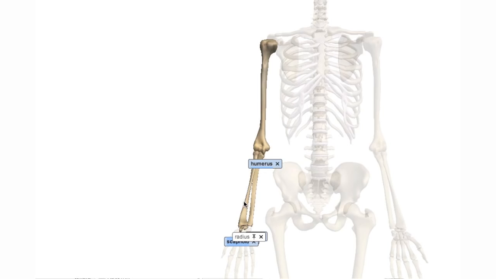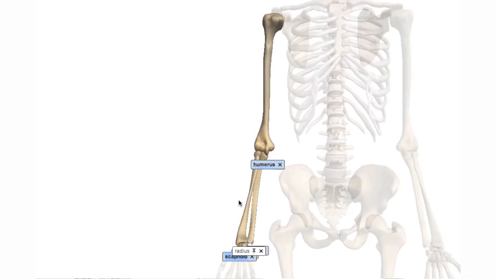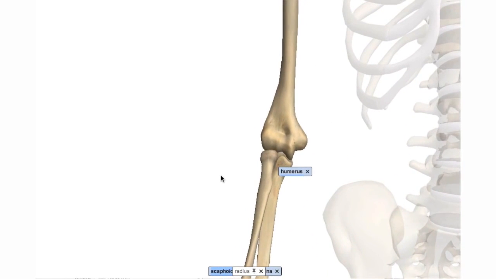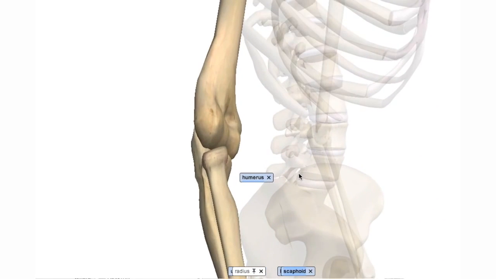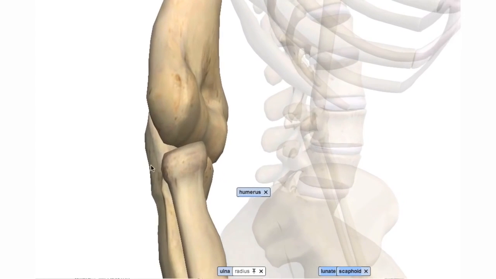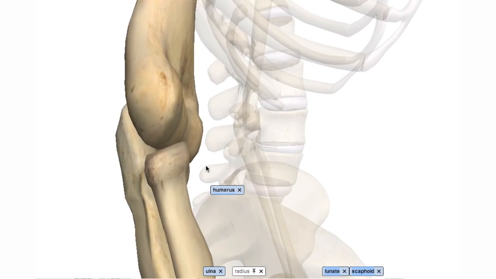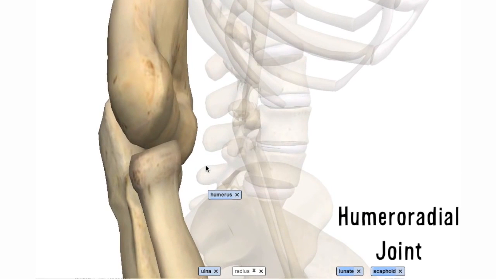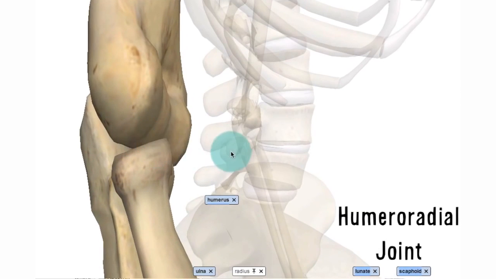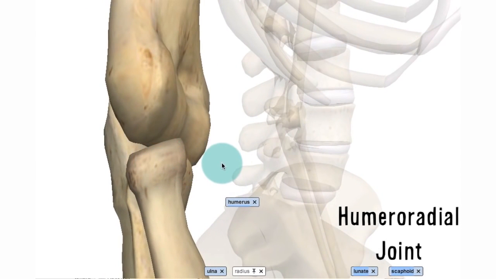Now it's time for us to finish this tutorial, and I'm going to do so by talking about the articulations that are happening between the ulna and the radius and other bones that are in contact or articulating with the radius and the ulna. Now the first articulation or joint is known as the humeroradial joint, also part of the elbow joint, and it's happening between the capitulum of the humerus right here and the head of the radius, you can see here.